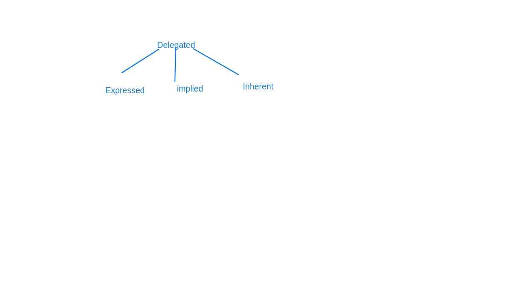So when we're talking about delegated powers, we're talking about what powers the federal government has that are laid out in the United States Constitution. So within those delegated powers, we have express, we have implied, and we have inherent. Okay, let's go back over to our PowerPoint.